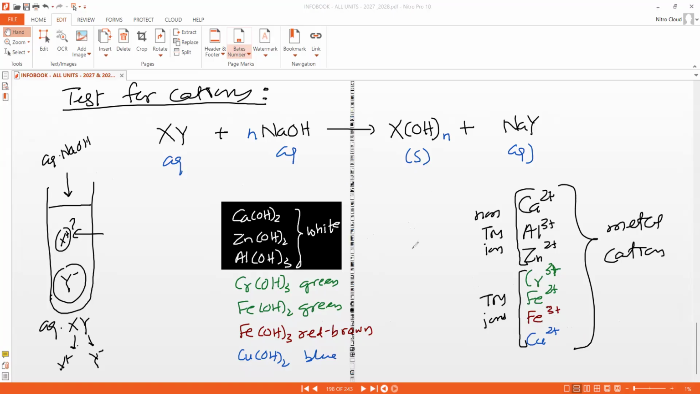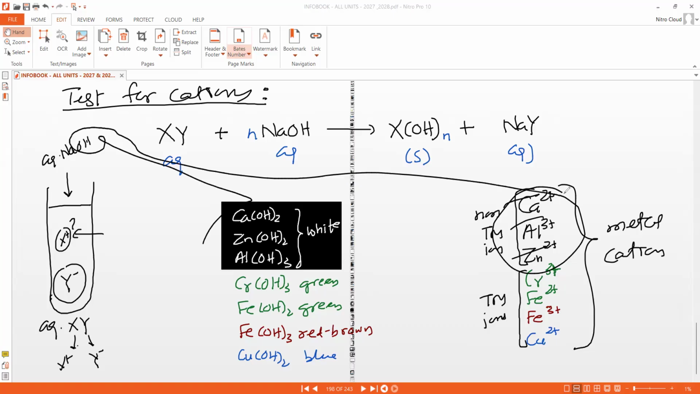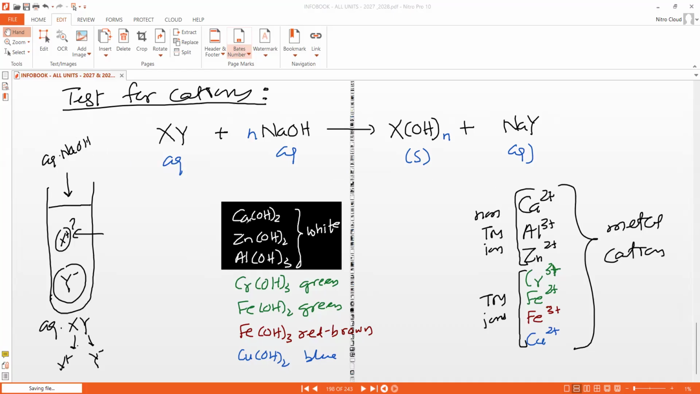Now, what about the clash? Suppose there is a white precipitate, then it could be any of the 3 cations, because whichever is present here would have combined with the hydroxide and formed one of these compounds. But I don't know which compound that is. So you need further testing. We need to test this further.